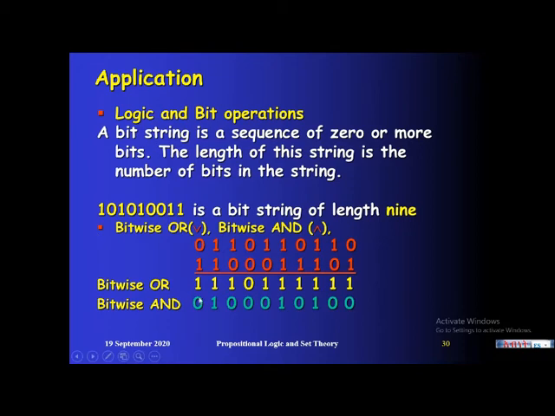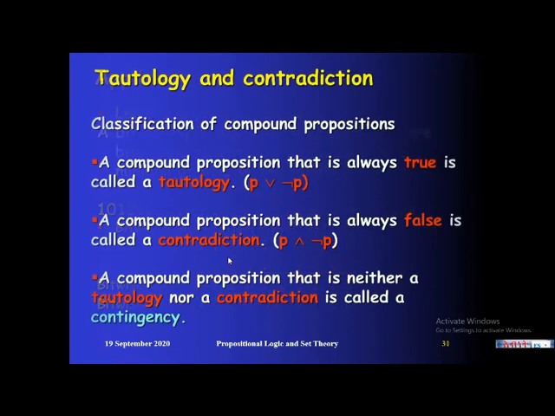When it comes to the AND gate, false and true is false. It is the same with true. So this is one of the applications of logical operators. And next, let us see what tautology and contradiction mean.